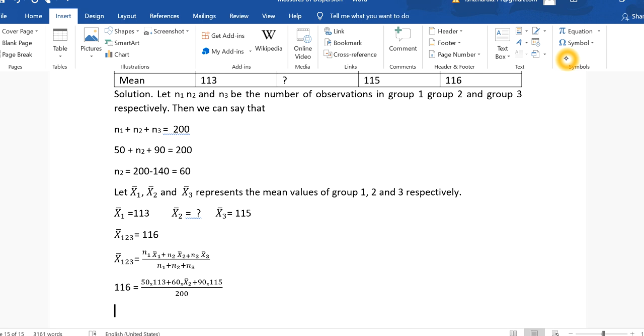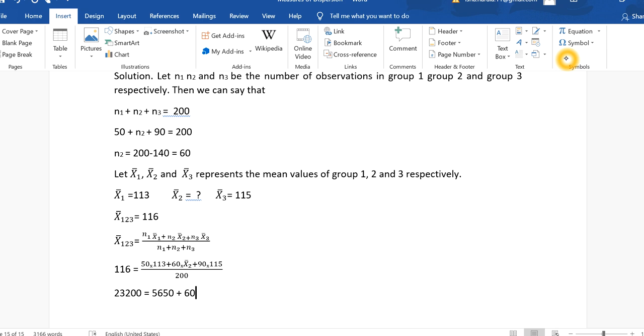So this 116 multiplied by 200 becomes 23200 equals to, this 50 into 113 is 5650 plus 60 into mean 2 is 60 mean 2, plus 90 into 115 is 10350, right? So now we will try to solve it.